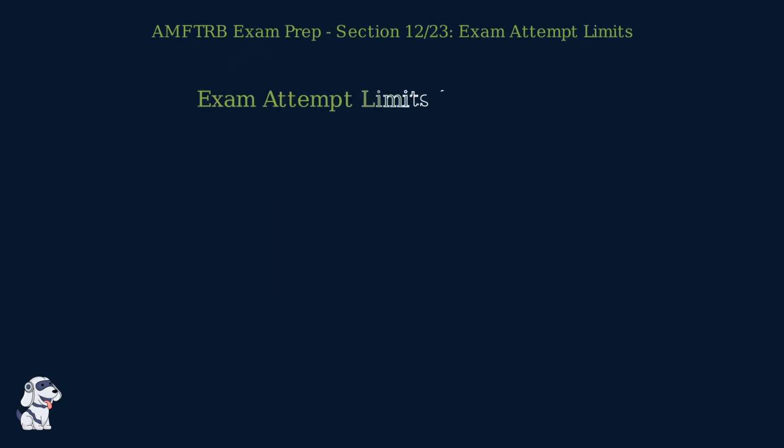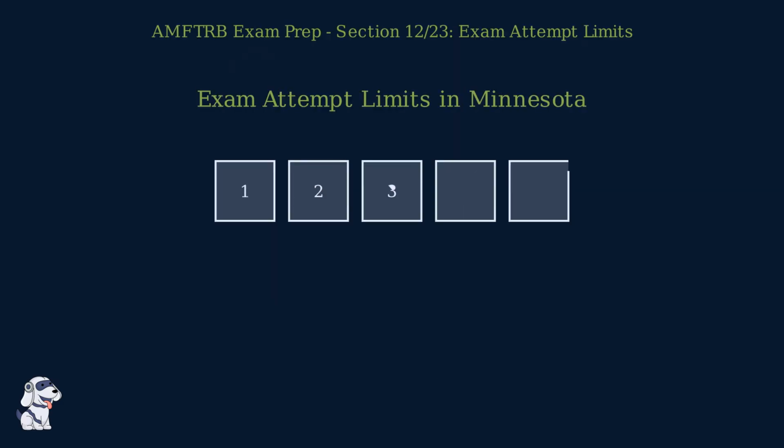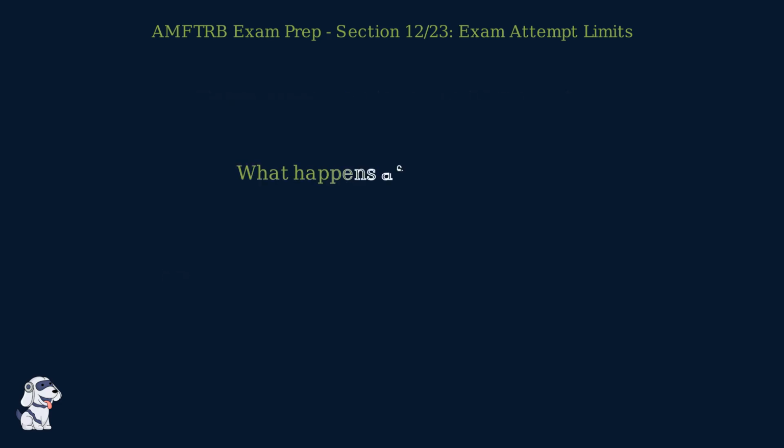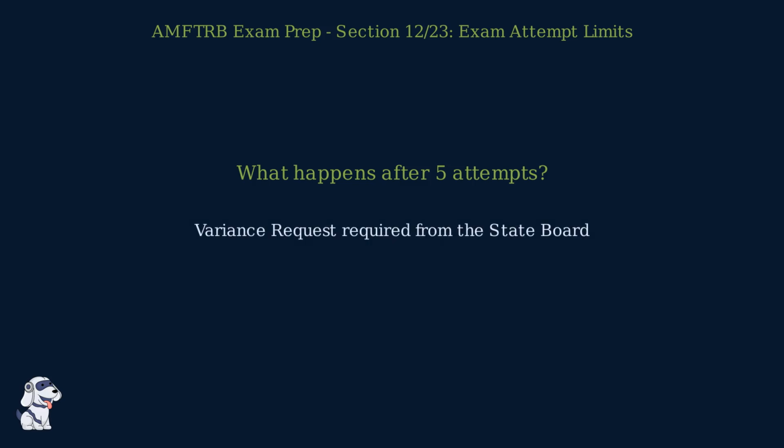In Minnesota, the Board of Behavioral Health and Therapy limits candidates to a total of 5 attempts at the AMFTRB exam. If you do not pass within these 5 attempts, you are not necessarily disqualified. However, you must formally request a variance from the Minnesota State Board to continue your licensure journey. It is vital to consult the official Minnesota Board website as soon as possible if you approach these limits to understand the specific documentation required for your variance request.